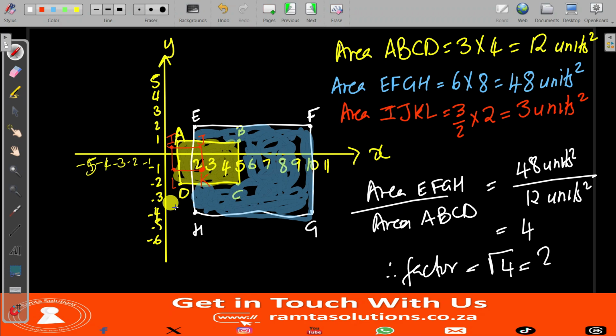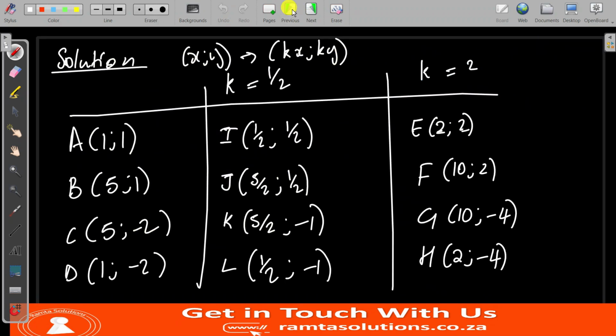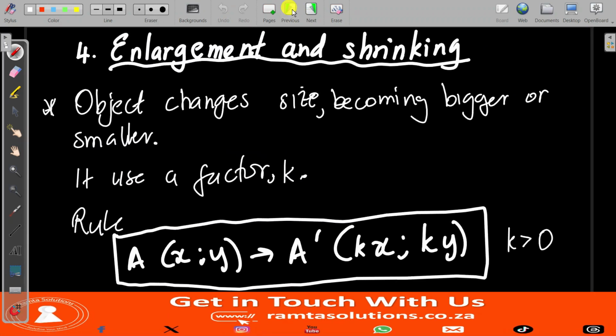So in other words, when you compare lengths, you are going to get your factor as is. When you use areas, you will need to find the square root of that area. And this is how you do your enlargement transformation.